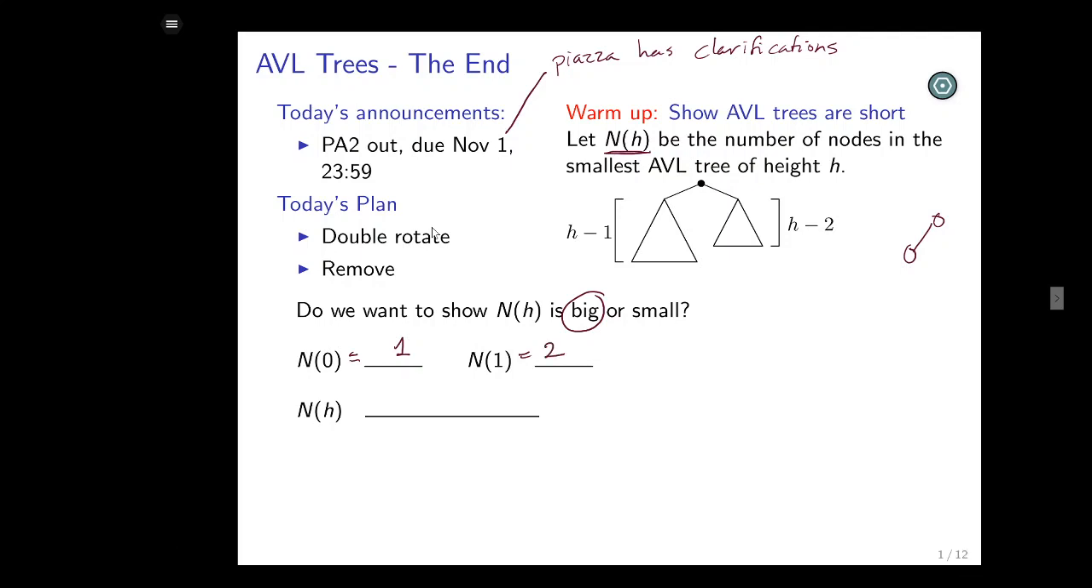Now, of course, there's another AVL tree that has height 1 that has 3 nodes in it, but all AVL trees of height 1 have to have at least 2 nodes in them. That's not saying very much, but still, we want to show that there's a large number of nodes that have to be put into the tree before the height goes up.